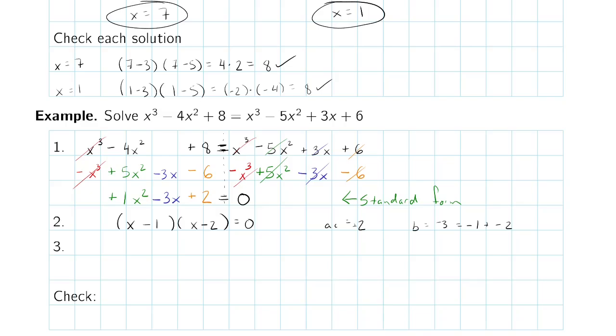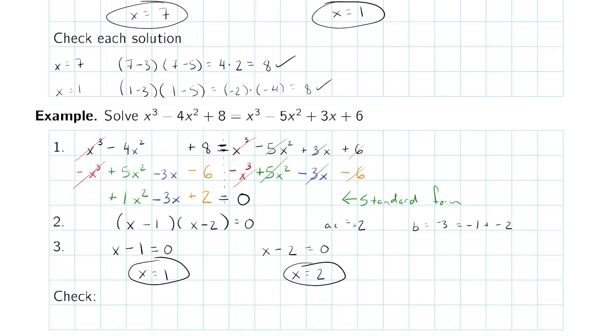Okay, I got standard form, I got factored form. One of my factors has to be 0. My factors are an x minus 1 and an x minus 2. Either the first factor is 0, which means x is 1, or the second factor is 0, which means x is 2. The solutions to my equation are x is 1 or x is 2.